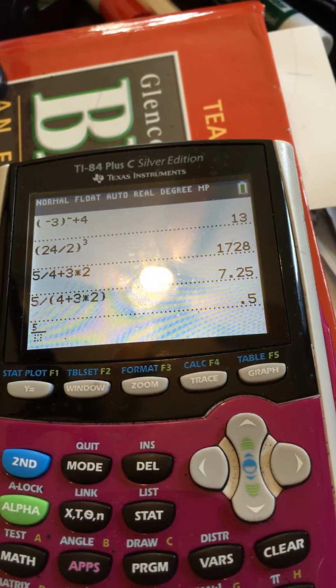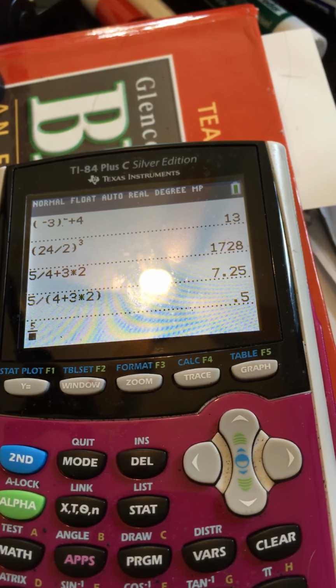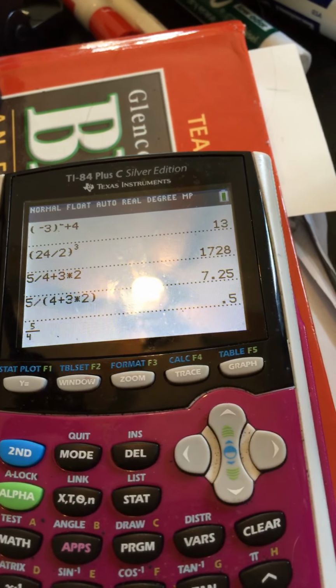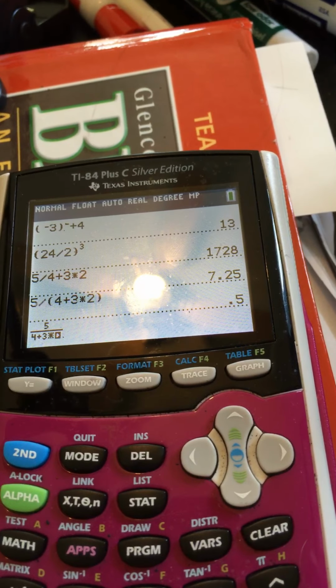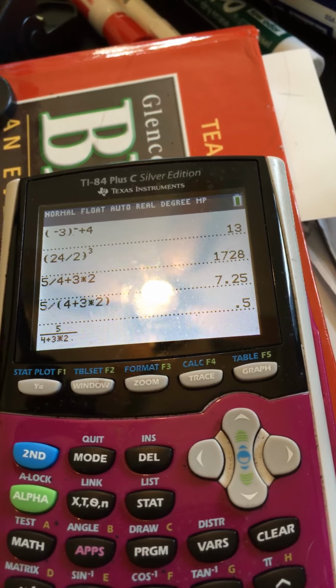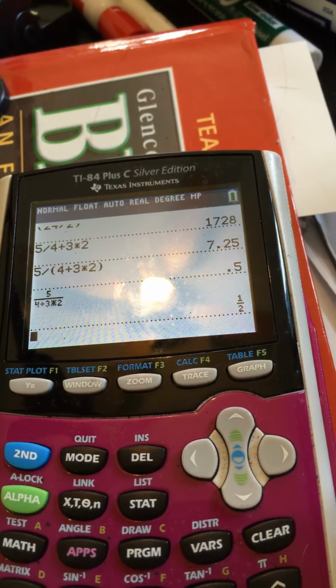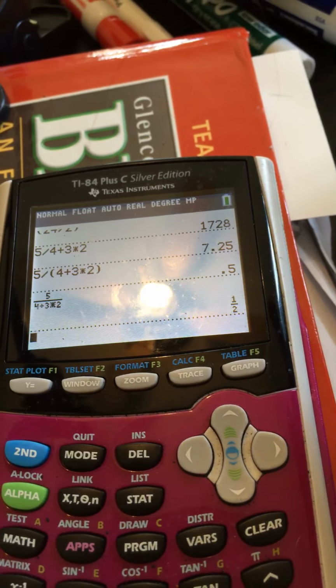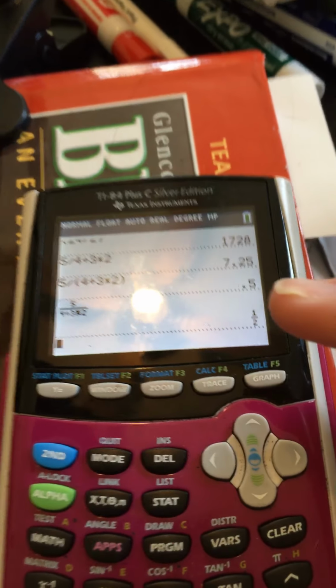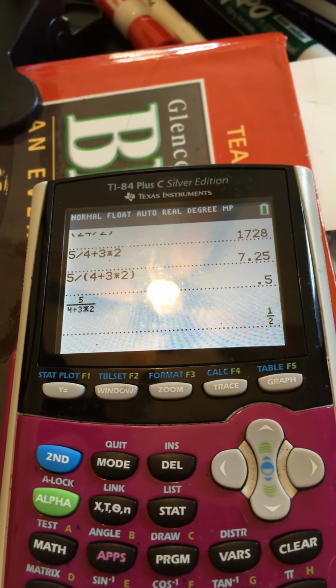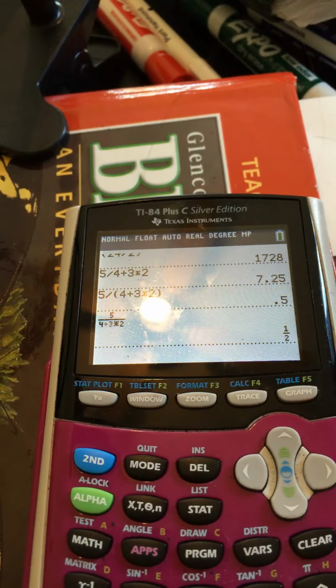I can put 5 in the numerator. I can arrow down and do 4 plus 3 times 2. And now I hit enter. And there's 1/2. And if you want it as a decimal, you can change it also to a decimal. But because I put it in as a fraction, it gave it to me as a fraction.